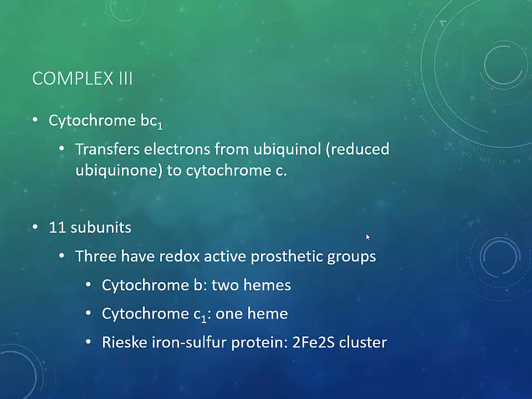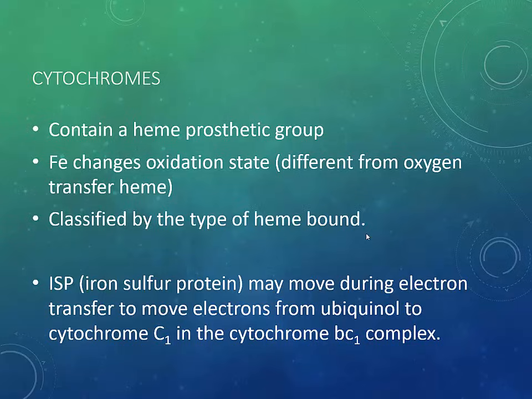Complex 3, or cytochrome bc1 complex, ubiquinol cytochrome c oxidoreductase. This is also pretty big, 11 subunits. We have lots of redox active prosthetic groups. We have hemes, for example, and a Rieske iron sulfur protein, iron sulfur clusters. Now, what are cytochromes? We see these fairly frequently. They have a heme prosthetic group. So the iron changes oxidation state. What's really nice about transition metals is that they act as electron sinks. So they just readily pick up electrons. It's not a problem for them.